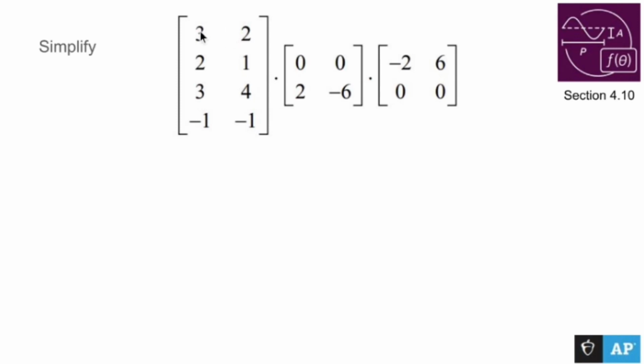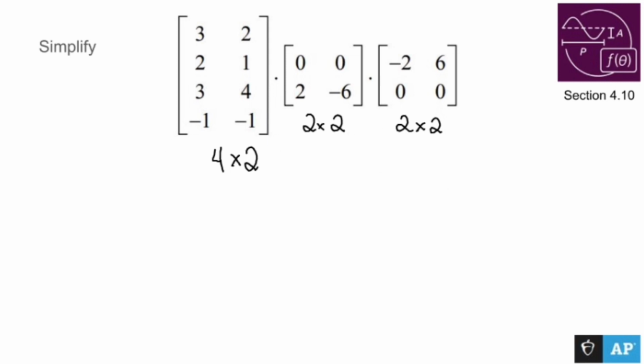Simplify this. What is that, a 4 by 2 matrix multiplied to a 2 by 2 matrix multiplied to a 2 by 2 matrix. Now, the order in which you multiply matrices is 1,000% important. We always go left to right no matter what.